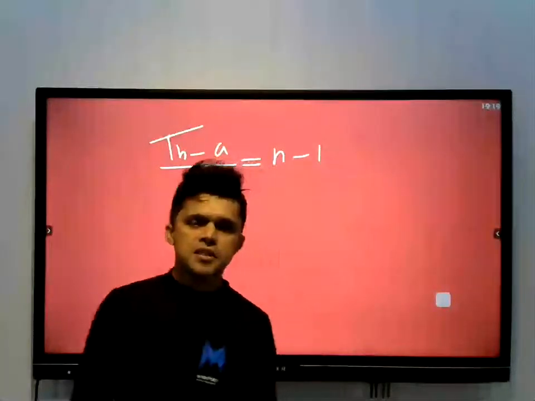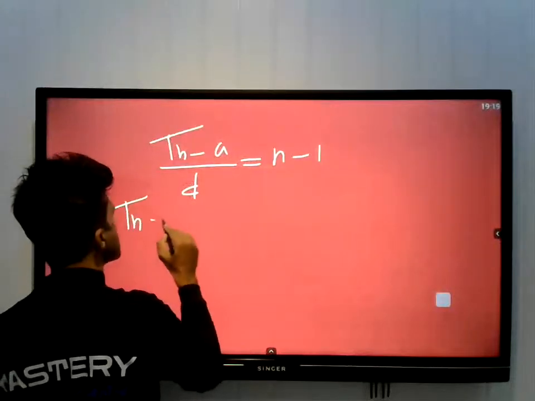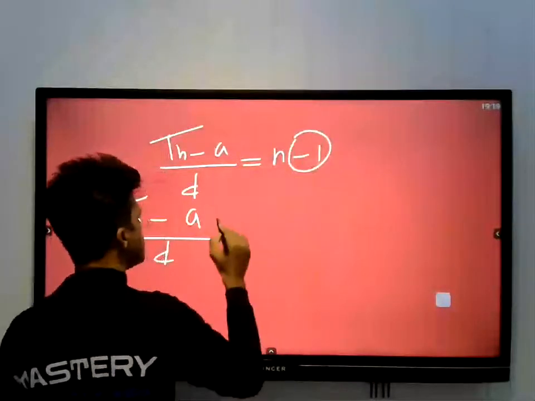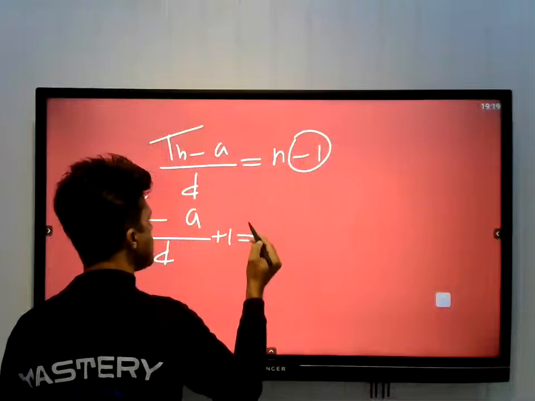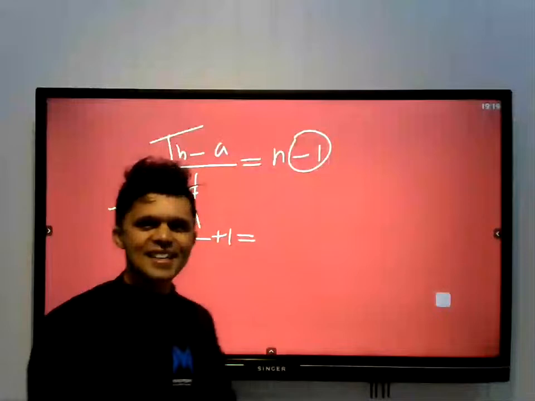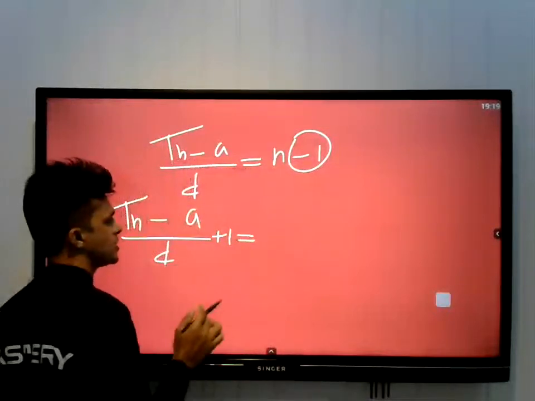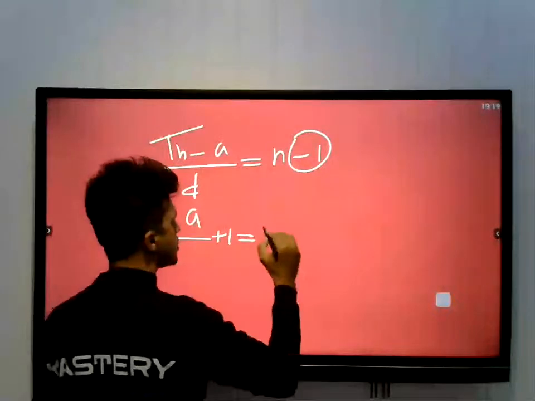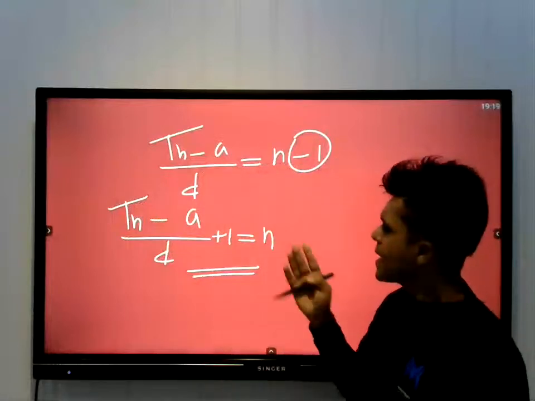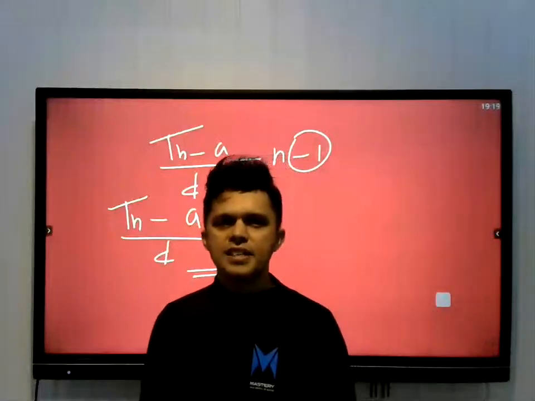So how can we write the term n as the subject? You know, Tn minus a over d, this minus 1 becomes plus 1 when it comes to the other side. So that should be written separately, right, not with the numerator of this fraction. So n equals Tn minus a over d plus 1. This is a way of writing the term n as the subject of this formula.